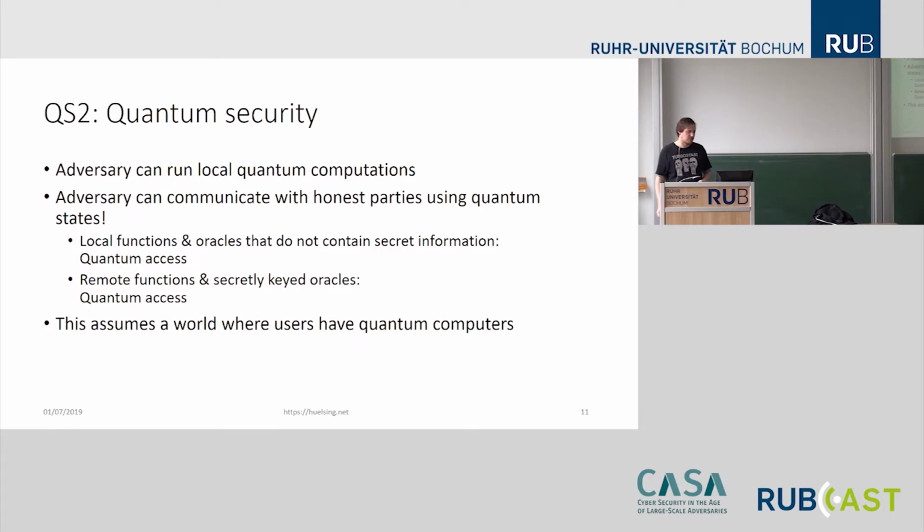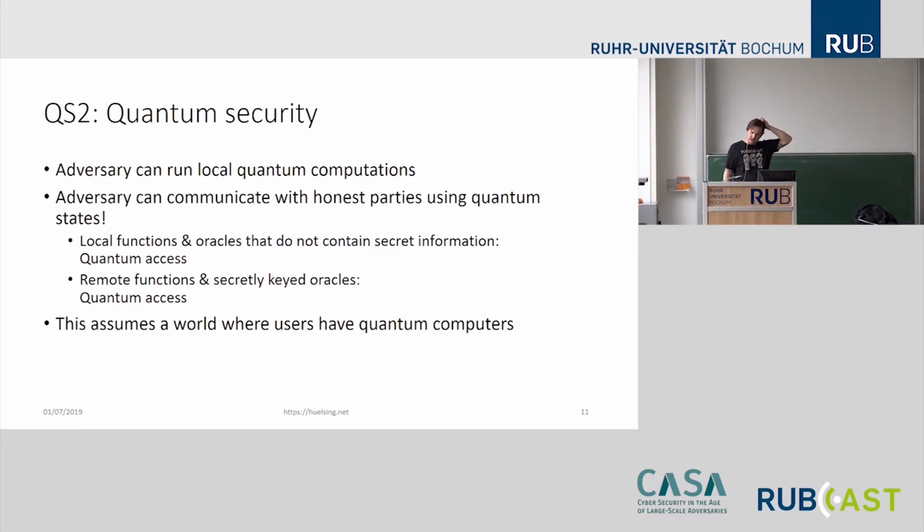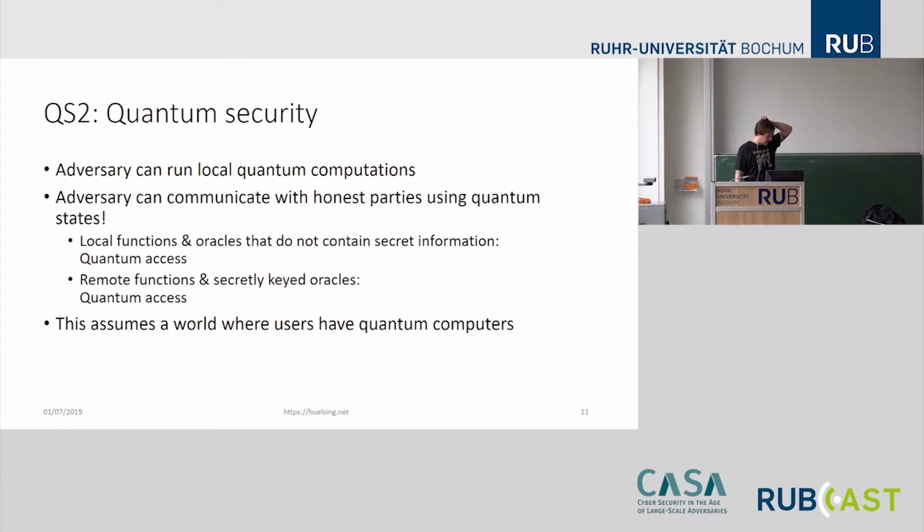If you are in this QS2 setting, then, for example, Even-Mansour is entirely broken. Even-Mansour you can break with a polynomial number of queries.